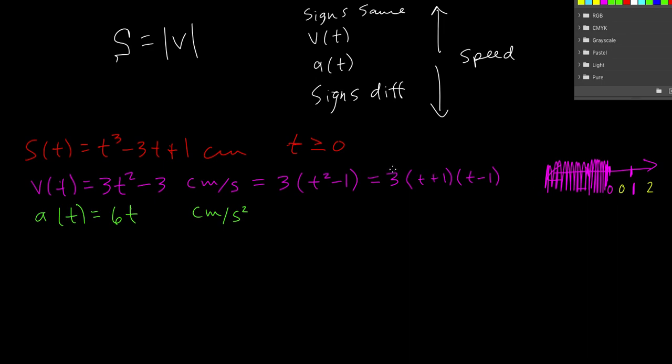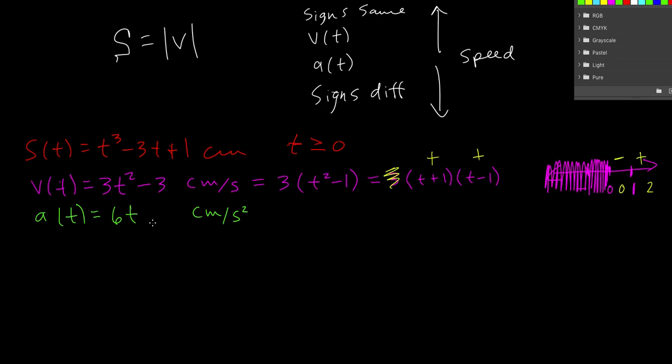So this is always positive, so I don't really care about that anymore. But if I plug in a 0 here, I get positive, 0 here negative, positive times negative is negative. Plug in a 2, it's positive, 2, it's also positive, positive times positive is positive. So that's my velocity sign diagram.